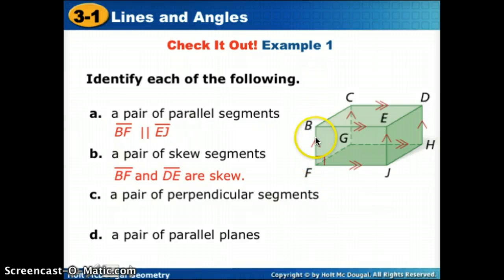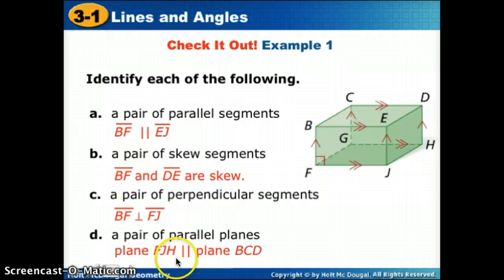BF, if I look for something that's perpendicular, I want to see something that makes a right angle. I see that little symbol right there. So I can say BF is perpendicular to FJ. Now I'm looking for parallel planes. I want planes that aren't going to touch. We can use the floor and use any 3 of those letters. So we can use FJH as our floor, and our ceiling, BCD. Those are parallel. So we can also use parallel symbols when we talk about planes.